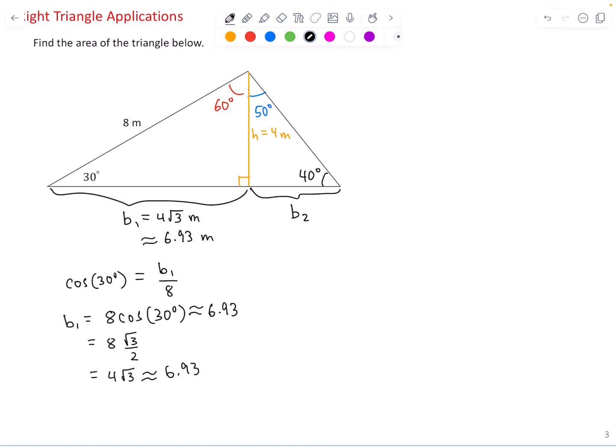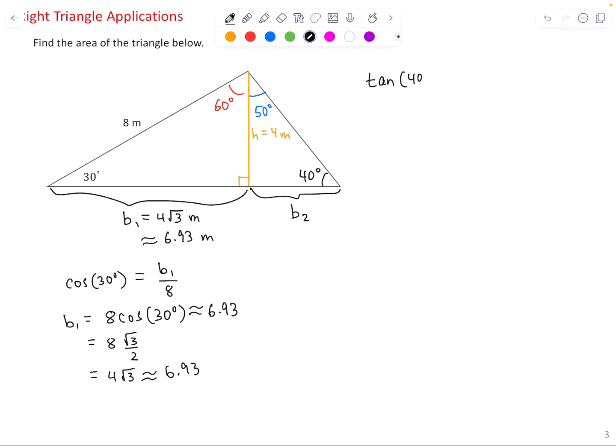So now I just need to find b2. I'm going to use this 40 degrees. Notice we don't know the length of the hypotenuse here. I don't need to know it because I know h. I know h, and I'm looking for b2, and I know this angle here. So relative to 40 degrees, h is the opposite, and b2 is the adjacent. So I'll use tangent for this part.